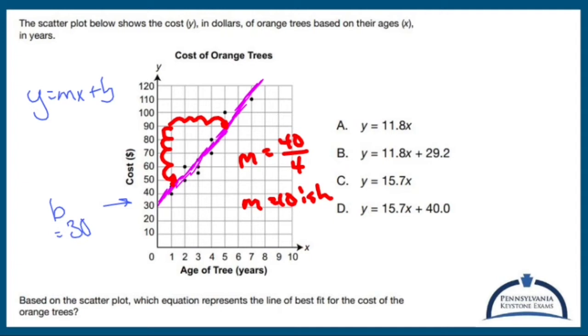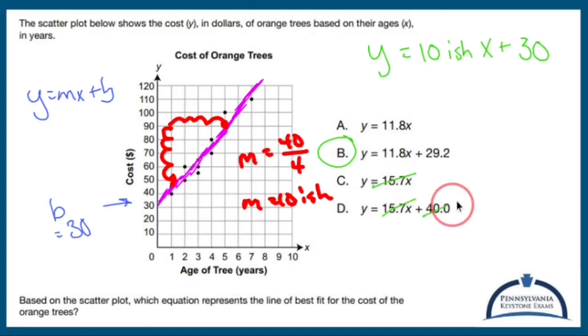So plugging this all in, I have y equals, my m is 10-ish, x plus b, which I predicted to be around 30. The only one of these that is 10-ish x plus 30 is B. You give me the 10-ish that I want. You don't give me 10-ish, and you don't give me 30. You aren't 30, but you're close.